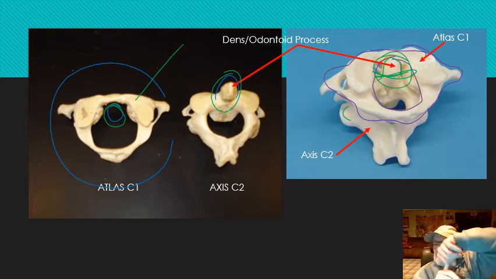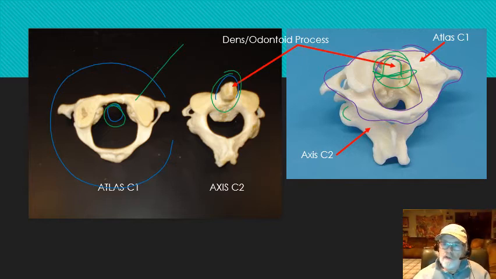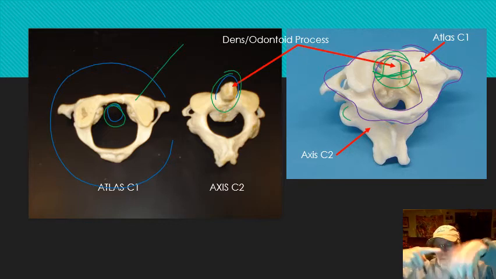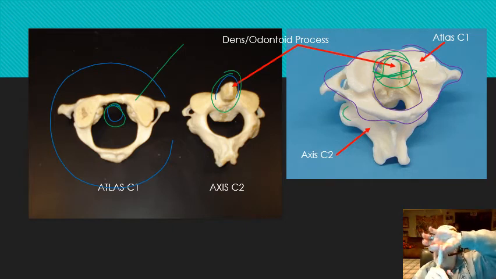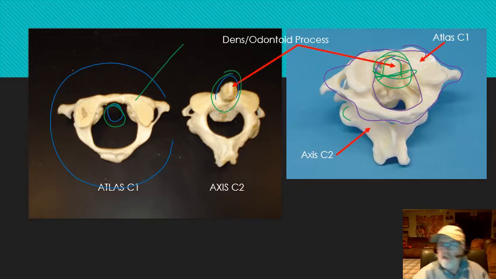So C1 rotates around C2. The atlas rotates around the axis. It's like the axis of a car, like an axle. The wheel rotates around there. With the dens, or odontoid process, sitting up there, C1 is able to rotate around it. So that's what we have: the atlas, C1, and the axis, C2.